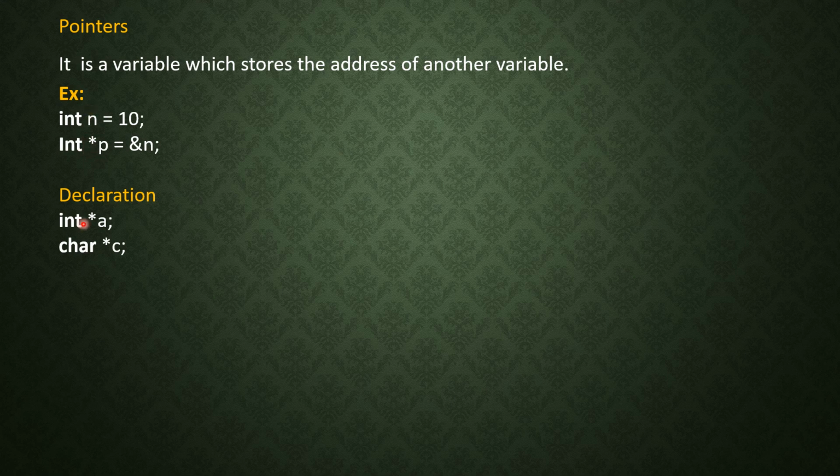The same thing, I have just given an example. int star a, char star c. Now a is a pointer which is going to hold the address of an integer type variable. Next, c is a pointer which is going to hold the address of a char type variable. That means in C, whatever address you give, in that address you should be storing the character value. Now we'll see the representation of this.